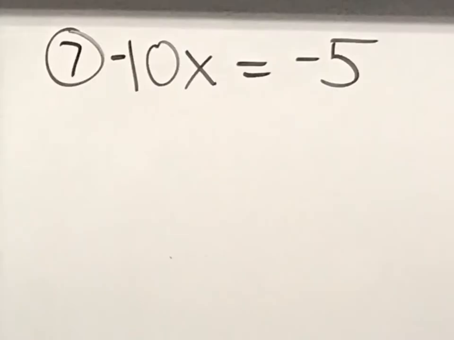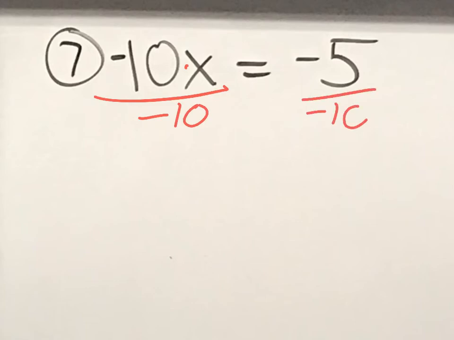Number 7, how do we get rid of that -10 right in front? Anybody? You divide by -10, that same exact value. What you do to one side, you do to the other side. Right here, the -10s cancel. You do have an x left over. There's an equal sign. Now, -5 divided by -10.